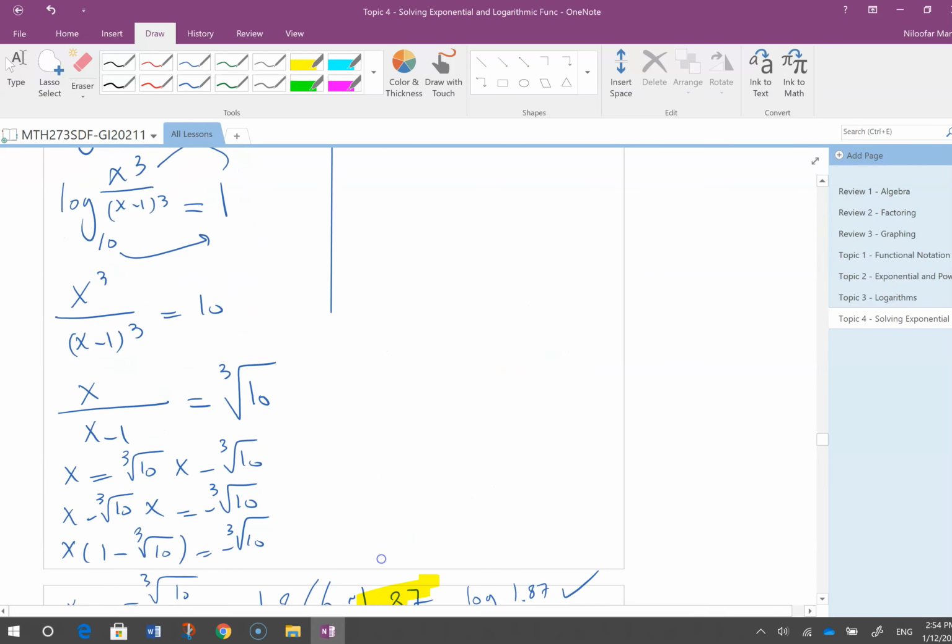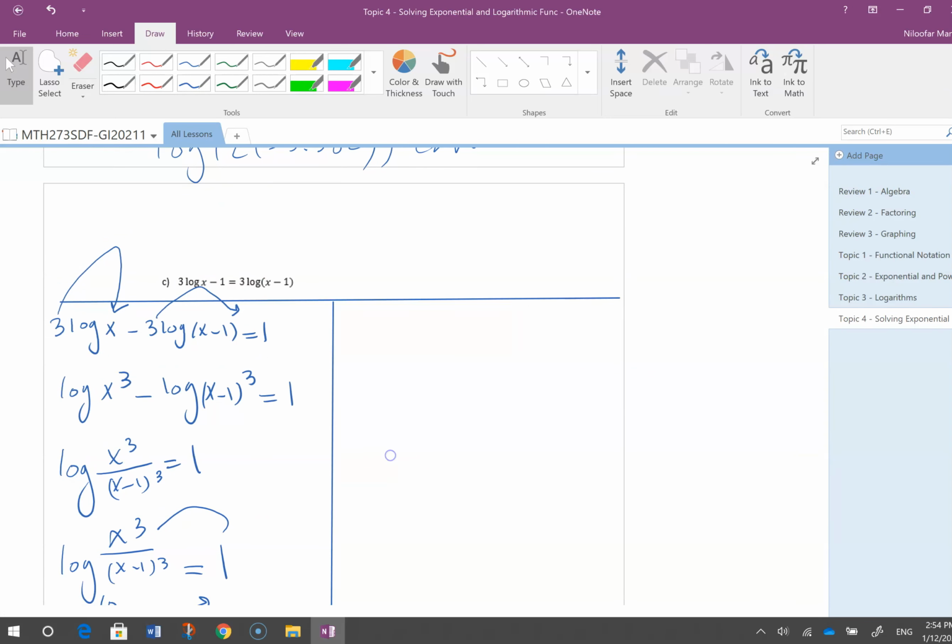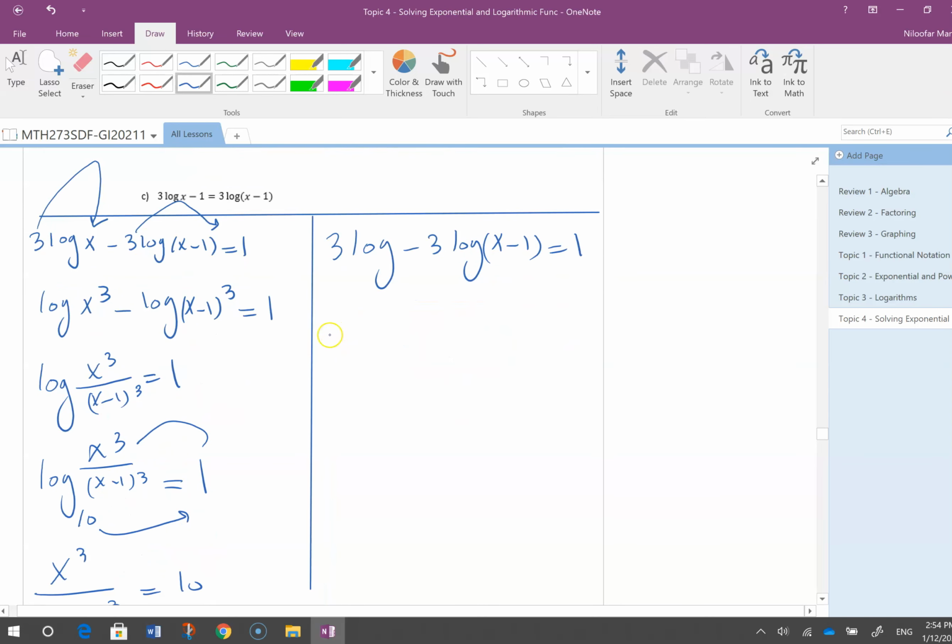Then I go to the other method. Okay, the other method tells me this. Okay, I have all logs on one side. So far so good, so far the same. Then I factor 3. Oh, I forgot x. Log doesn't make any sense alone. Okay, so this minus logarithm this. Yes.